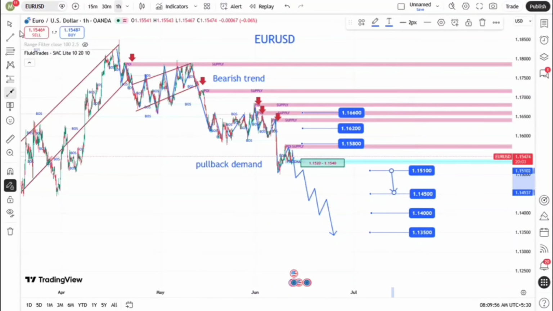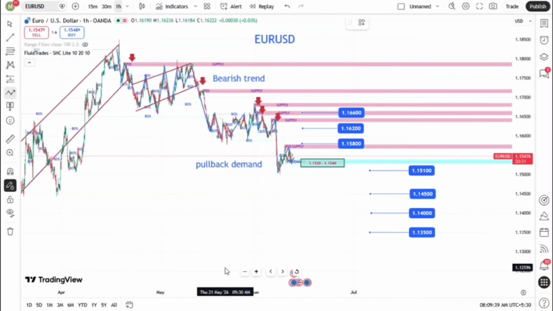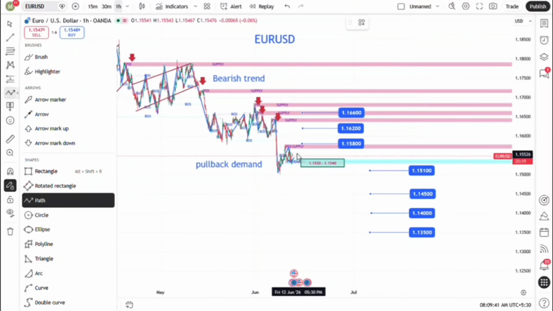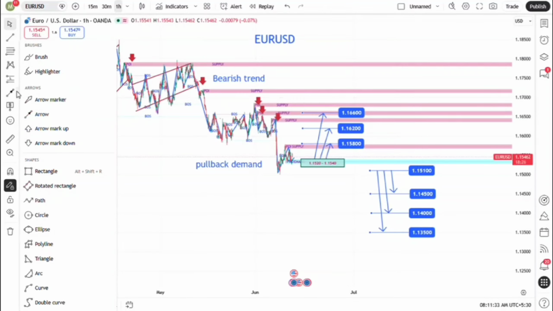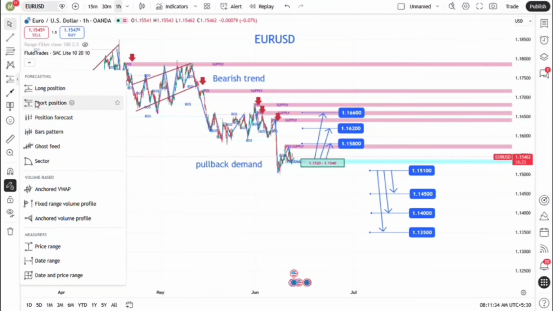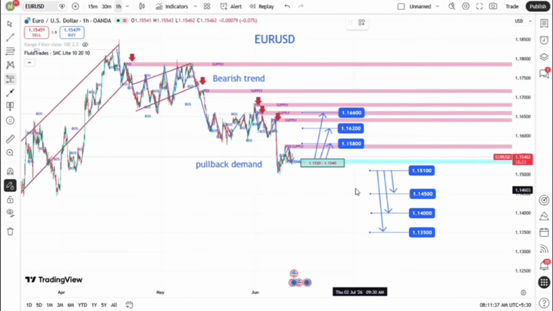Scenario 1 targets T1 at 1.1450, Scenario 2 targets T2 at 1.1400, and Scenario 3 targets T3 at 1.1350. For this short perspective, our invalidation level is strictly set at 1.1565. If price breaks this, our bias changes.